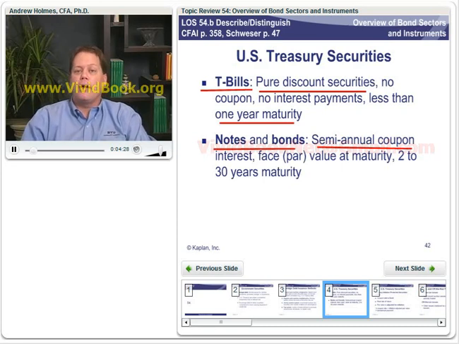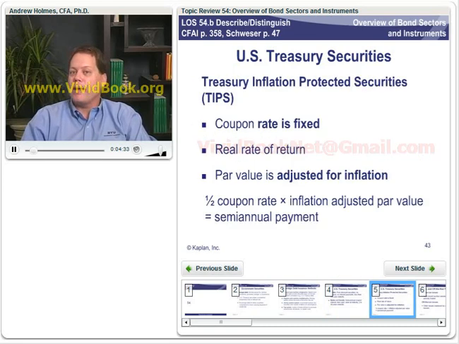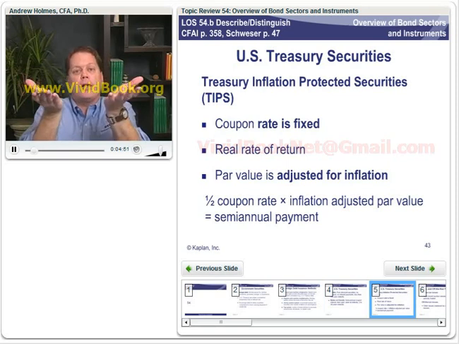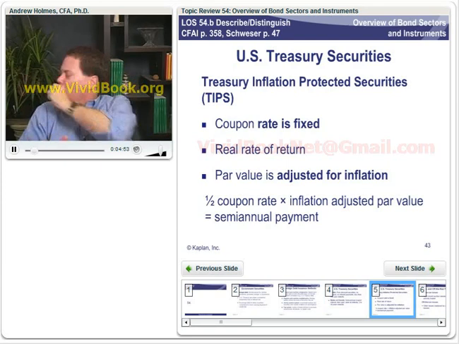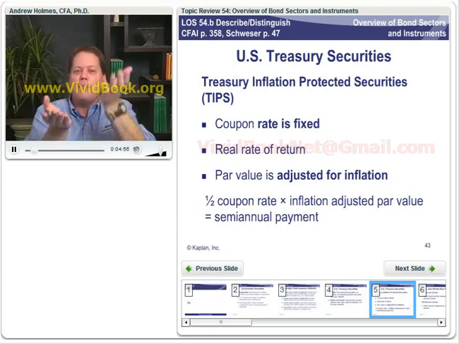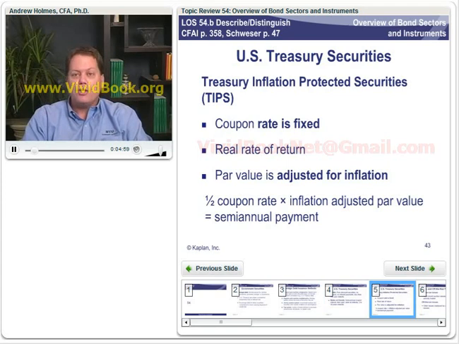Okay, there is a little more unique animal here in the TIPS. That stands for Treasury Inflation Protected Securities. Now, previously we were talking about the attributes of bonds or bond risks. We talked about floating rate bonds, and the idea was that the bondholder doesn't bear as much interest rate risk. So if interest rates go up, the coupon rate on the bond goes up. If interest rates go down, the coupon rate on the bond goes down. So it is not the bondholder that bears the interest rate risk as it is with a fixed coupon bond.